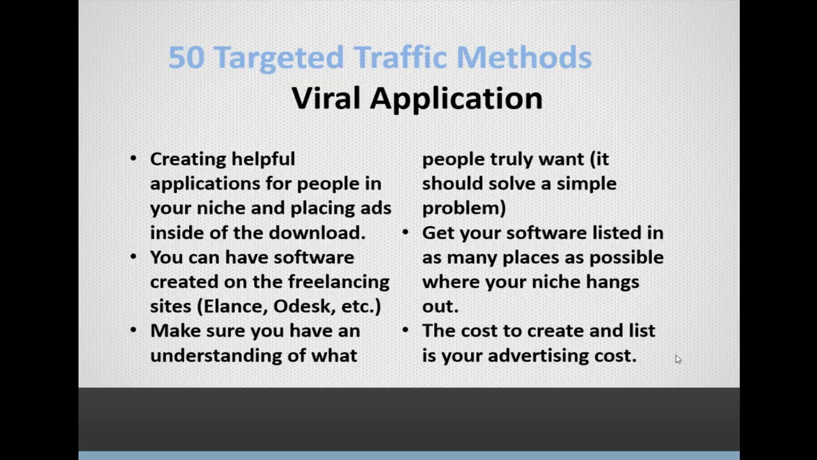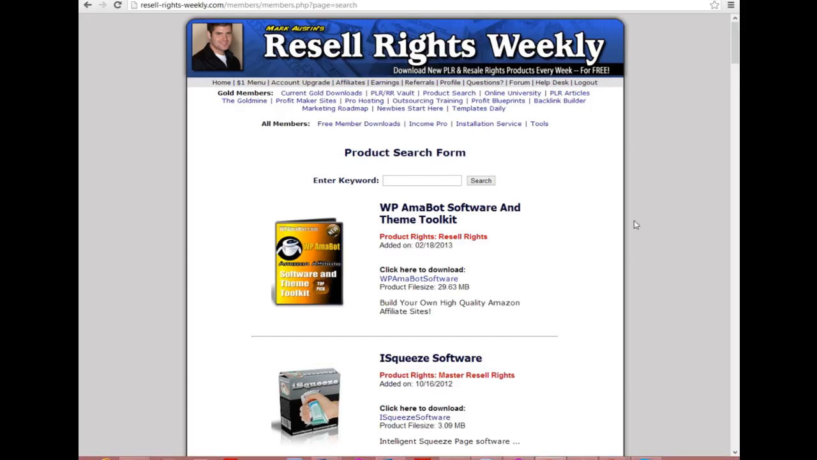Now, I have listed there as a third point, right down here at the bottom and on to the top, that you want to make sure that you have an understanding of what people truly want. Now, let's take a look at a couple of things online specifically as we look at this aspect of creating applications. So what I've done is I've gone to a private label rights site, and it's called Resale Rights Weekly. There are a lot of different sites that are like this. You can find a number of them out there.